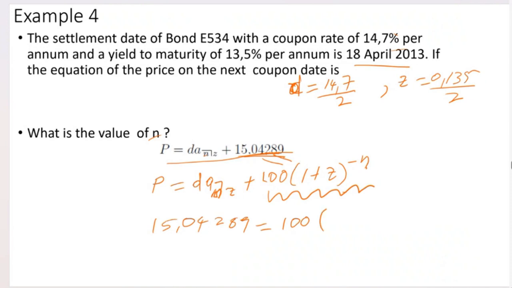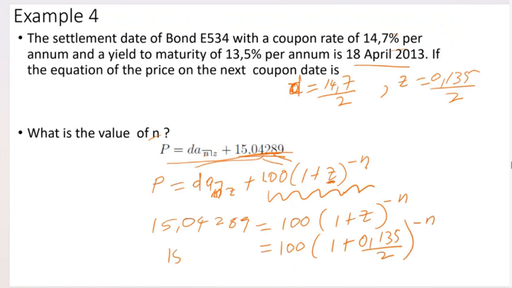So we are comparing what we are given with the formula itself. Let me write it fully. This is minus N. So now you've got 100 into 1 plus, what is our Z? Our Z is 0,135 over 2. This is what we are looking for. Then you've got 15,04289. That's the only thing that you need here.